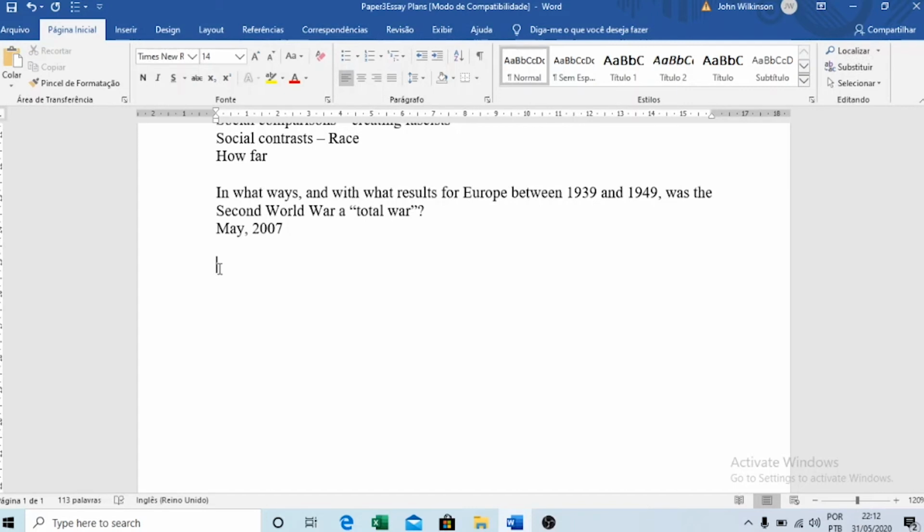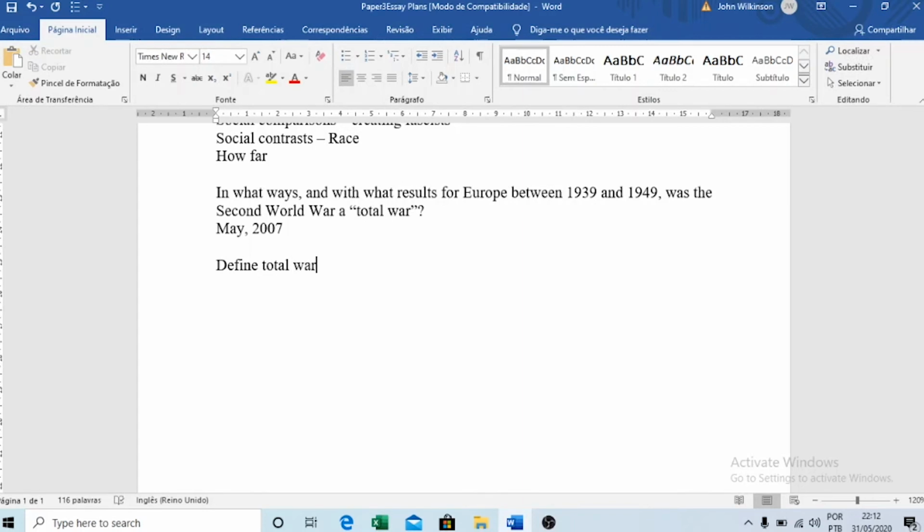Okay, was the Second World War a total war? All right. In what ways was it total? With what results for Europe was it total? All right. So I'm rocking now, I think. And here is the perfect definition introduction.